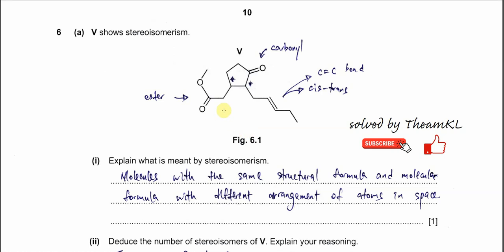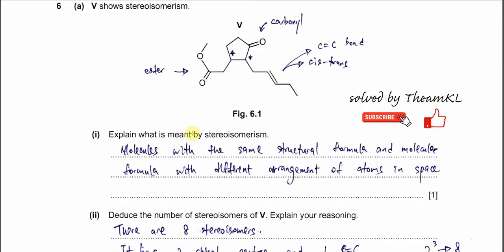Question 6, part A. We show stereoisomerism. Under stereoisomerism, there are two types. So it's the optical isomerism and the cis-trans isomerism. Part 1. Explain what it means by stereoisomerism.